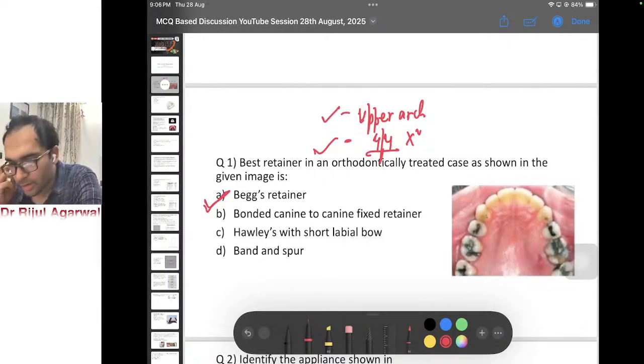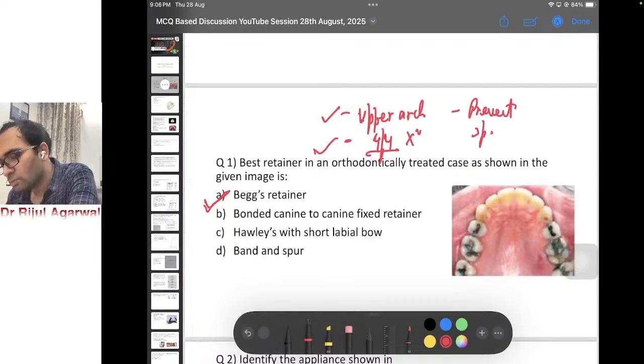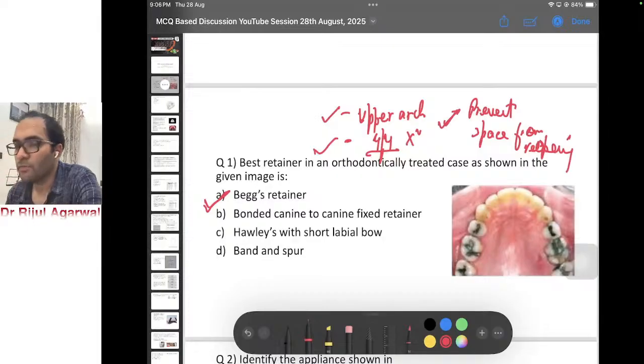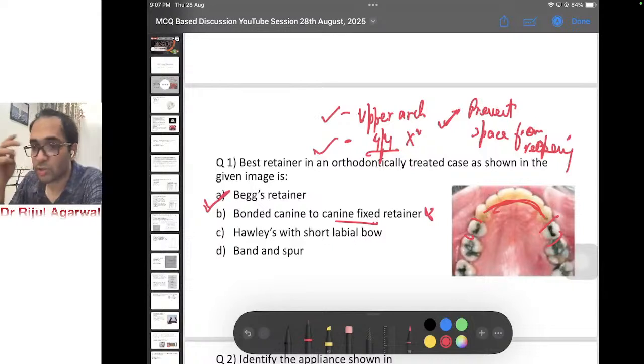Why? As I told you, it's a case of upper arch treated with missing premolars. So I assume it's treated with 4-4 or even 5-5 premolar, any premolar was extracted. So it's a case in which we have to prevent the space from reopening. Coming to the options, bonded canine to canine fixed retainer: if a fixed retainer is given from canine to canine, will it prevent the space from reopening? No, because the space can reopen here, here, anywhere. So this is eliminated.